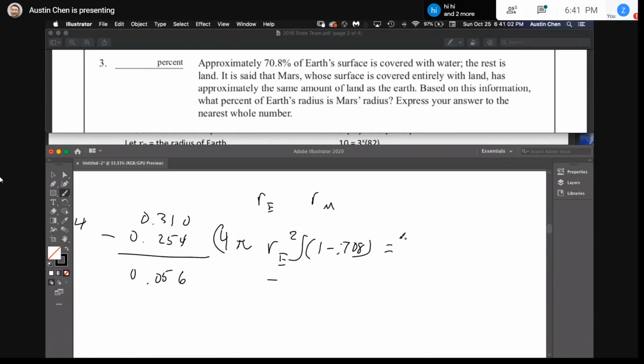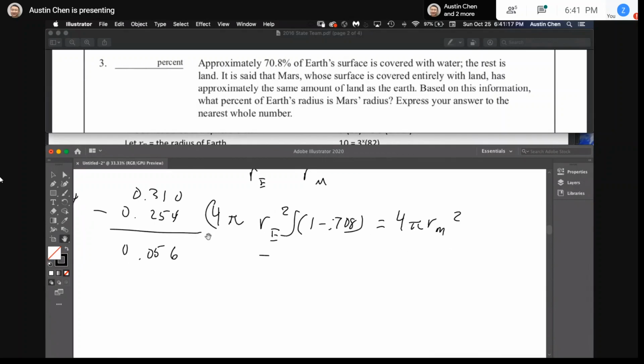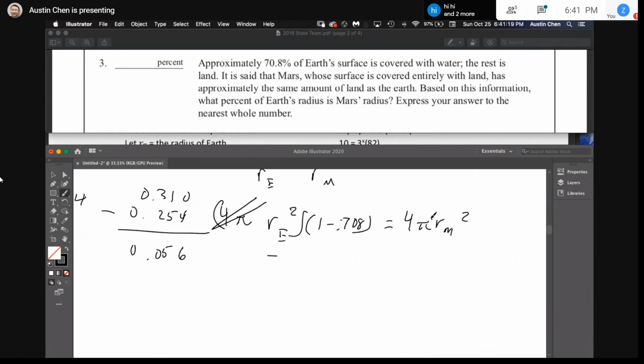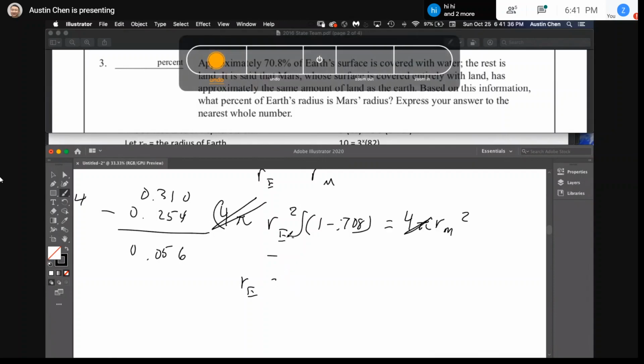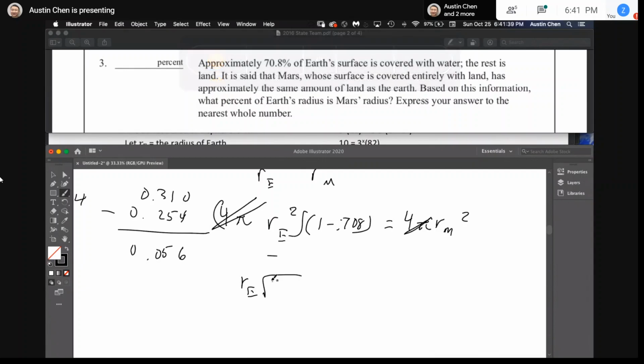And we're told that this is equal to Mars's area of land, and we're told that Mars' surface is covered entirely with land, so that's just the surface area of Mars, right? So then we have this. All right, so we can cancel out the 4 pi's here. We want to know what percent of Earth's radius is Mars' radius. So we could square root both sides. Then we get RE times the square root of 1 minus 0.708 equals RM.